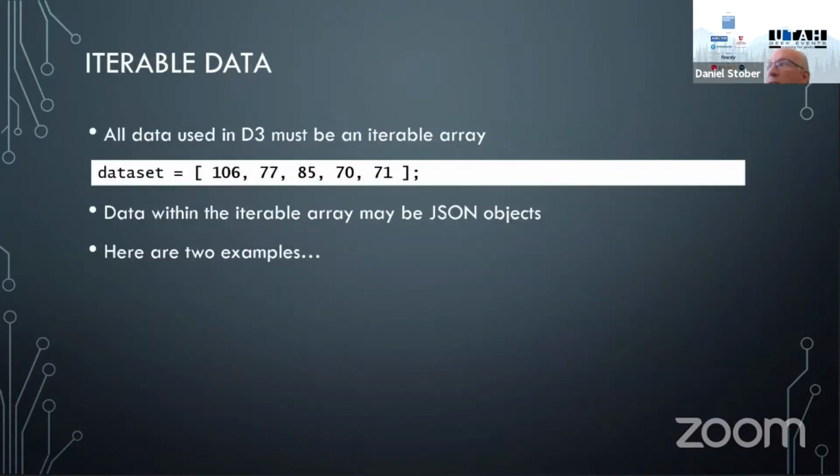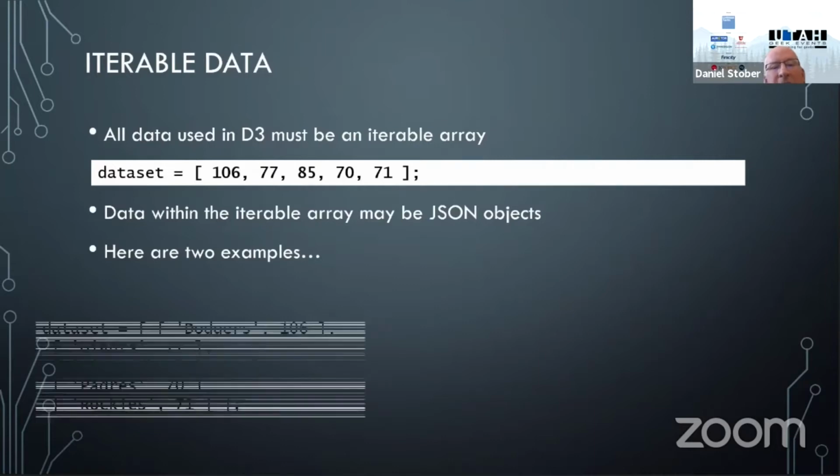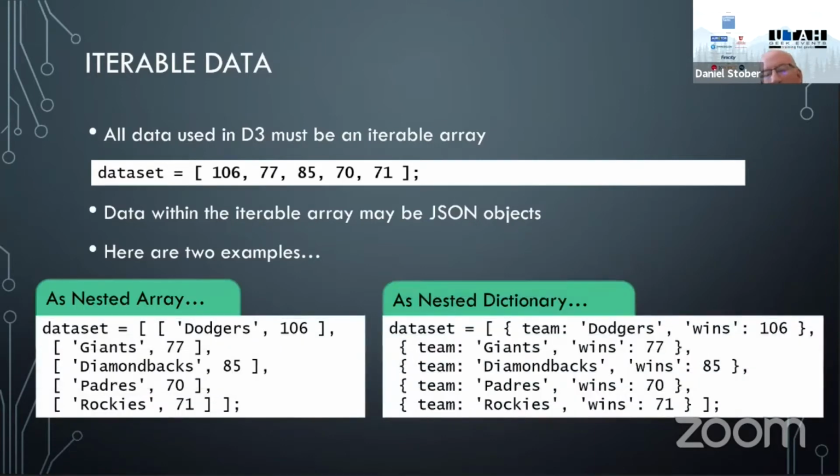Okay, and then the last thing is to talk about iterable data, because if I'm going to put the labels in, I don't actually have the labels in my data set anywhere, because all I had was a data set that was a set of numbers. So I've listed the data a couple of different ways now. On the lower left, as an array of nested values with the team names and the number of wins, and on the right hand side as a dictionary with labels and how many wins they had. But in either case, the data set is still an iterable array.